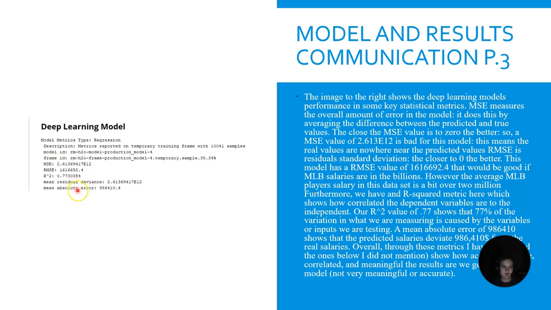The mean absolute error here is actually very interesting. This is the numerical difference between the predicted and the true values, and we can say that's almost a difference of $1 million, which is ridiculous. So this model is not doing a very good job of helping us predict salary at a very high rate or at a certain standard.